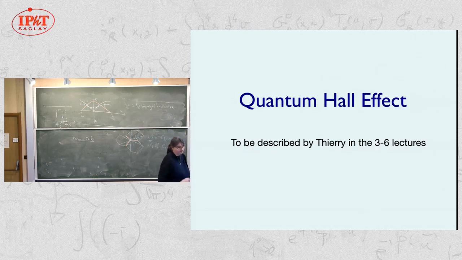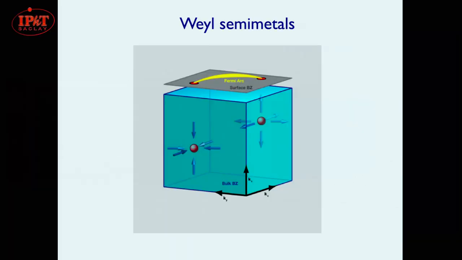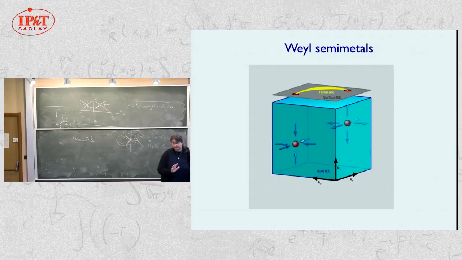So as I said, another example of topological system is quantum Hall, and Thierry is going to talk about that. And there are only two more examples I'm going to talk about, and then I'm going to stop. Again, I'm not entering much into the details. One is very peculiar, which we call the Weyl semi-metal, and is funny because this is a 3D thing.